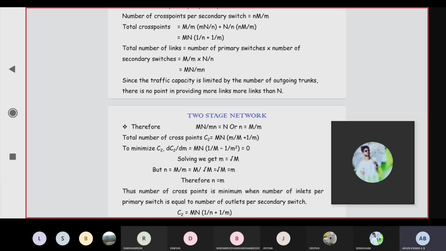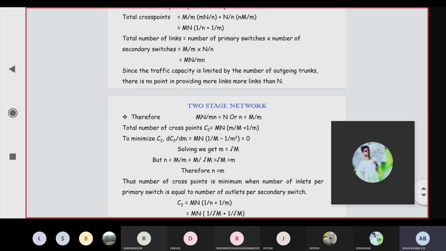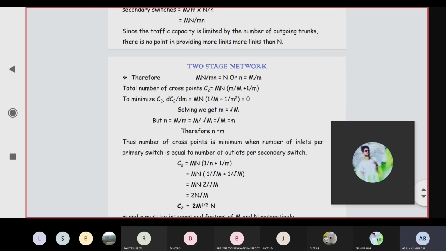Okay, clear? Therefore, n is equal to m. It means that the number of cross points is minimum when the number of inlets per primary switch is equal to the number of outlets per secondary switch. Finally, we'll get n is equal to m. Okay, that is a simple solving of equations. Very simple, using some common sense we can minimize these equations. Then we'll get n is equal to m.